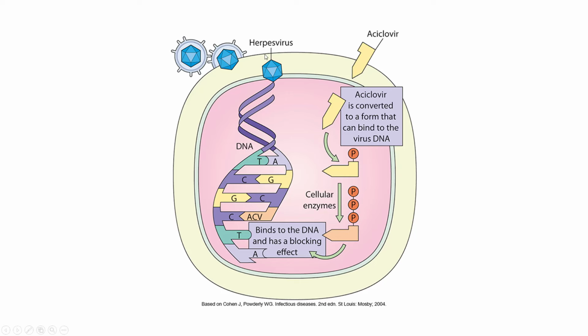Anyway, what acyclovir does, it enters the host cell. It's converted to a form that can bind to the viral DNA. And once it's incorporated into the viral DNA, it prevents the replication of viral DNA. Okay.